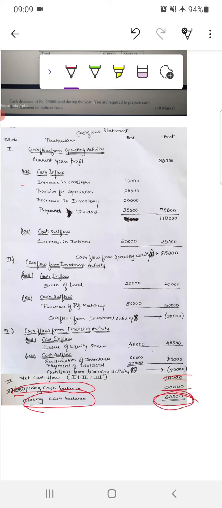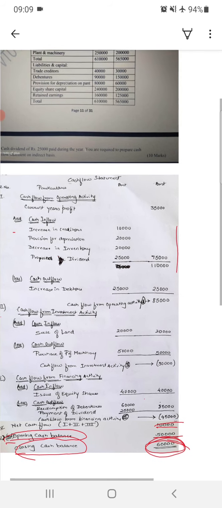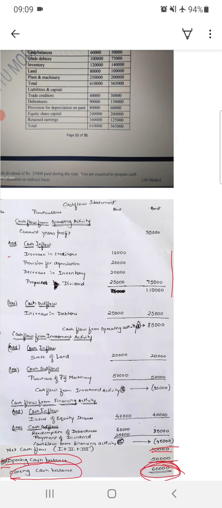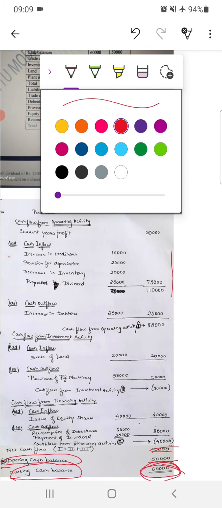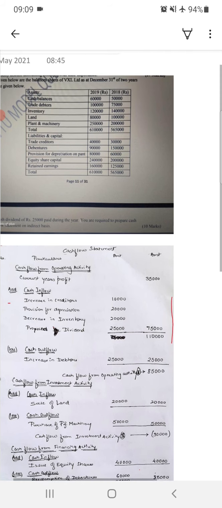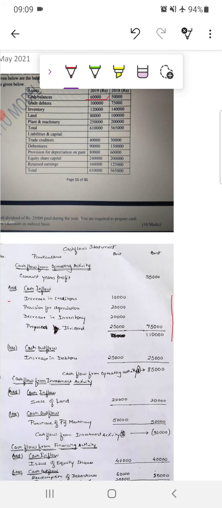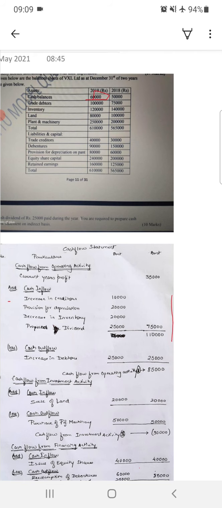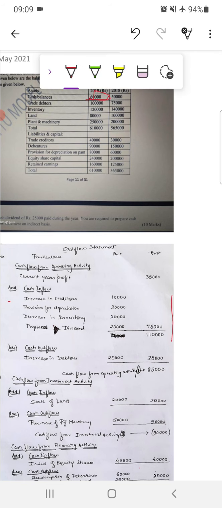Now this 60,000 should tally with whatever is given in the balance sheet. So if you check the balance sheet, what is the closing balance? If you see here the closing balance, it is tallying 60,000, and here also your closing balance is 60,000. That means your problem is correct. So your closing balance, whatever answer you get, should tally with whatever is the closing balance given in the balance sheet. That is cash balance in the balance sheet. So that is 60,000. So this brings us to the end of this particular problem.